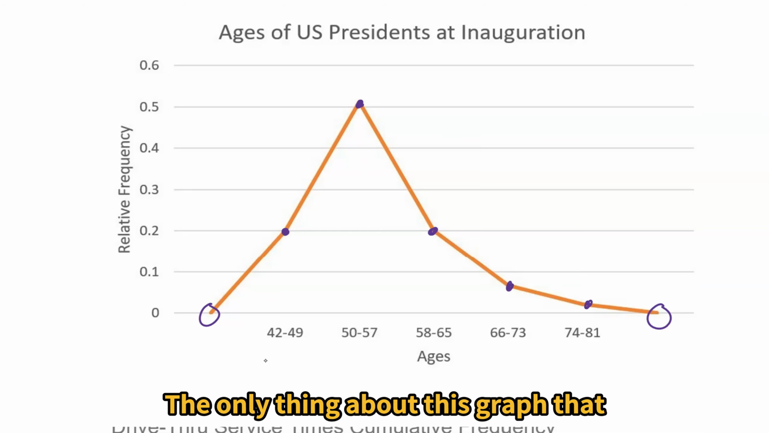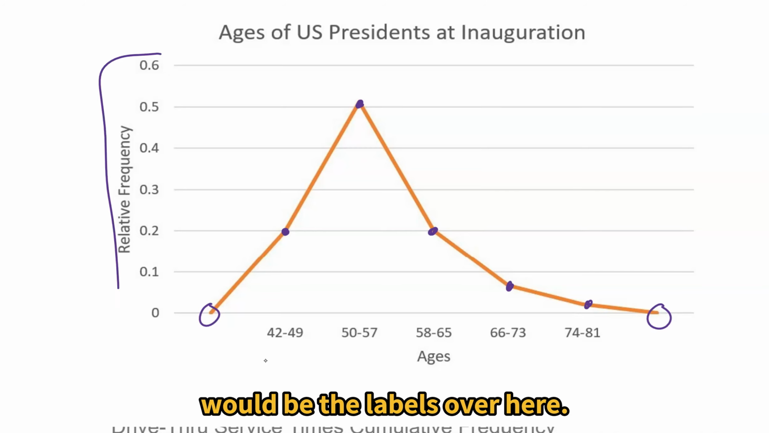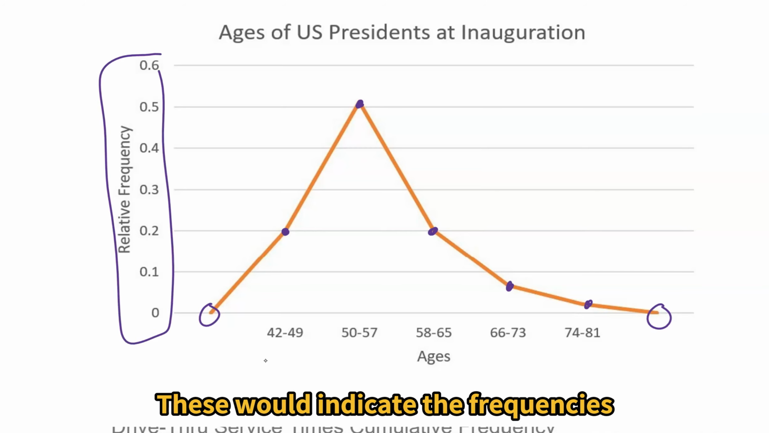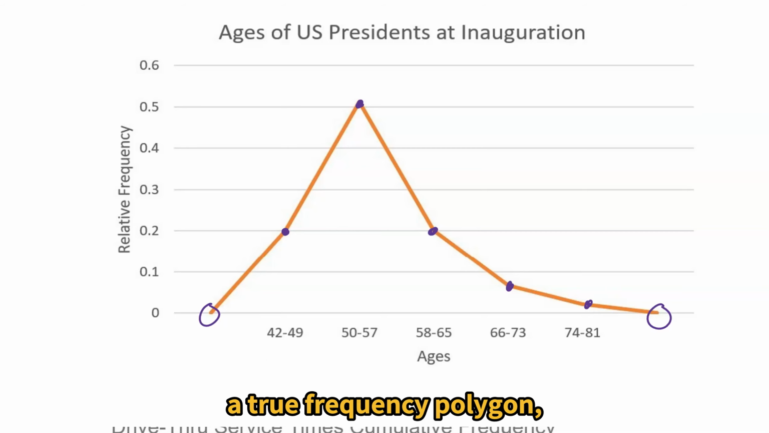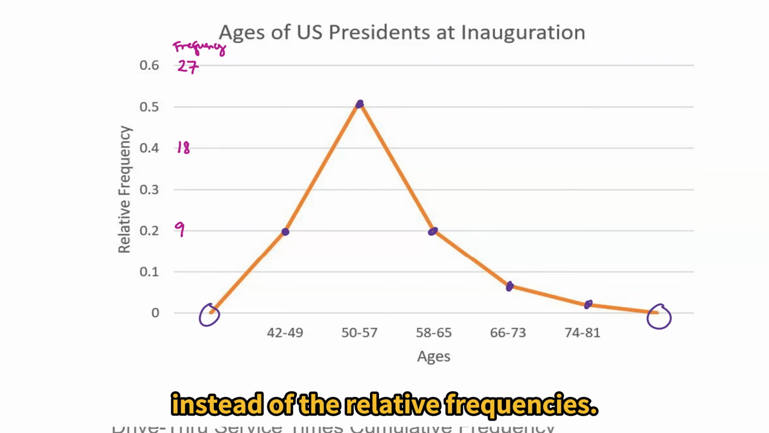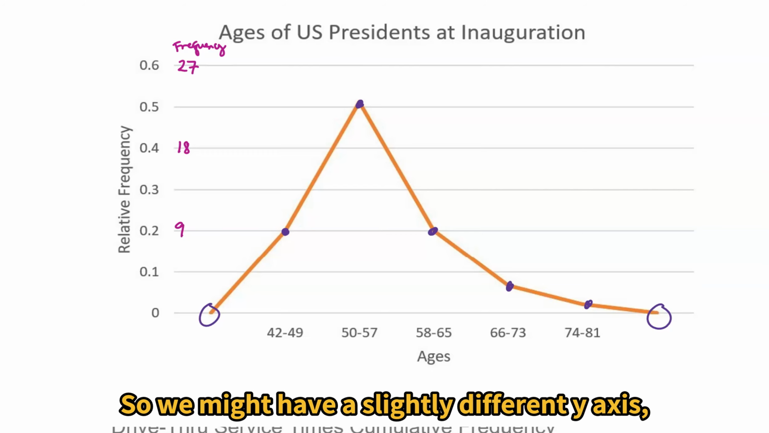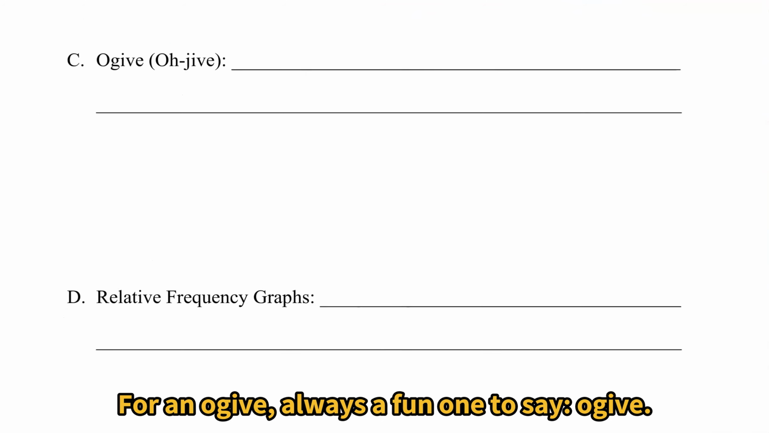The only thing about this graph that would be different from an actual frequency polygon would be the labels over here. These would indicate the frequencies instead of the relative frequencies. So for a true frequency polygon, the labels would be the frequencies instead of the relative frequencies. So we might have a slightly different y-axis, vertical axis, but the shape of the graph would be exactly the same.